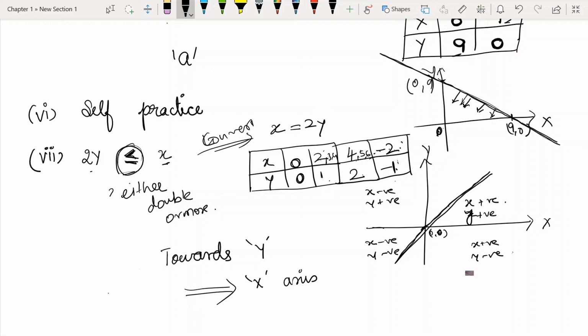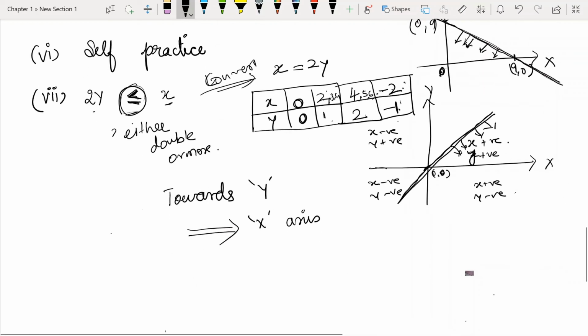So the region is below. That is how you will ascertain it. Now similarly, I hope it is clear now. So the answer is option D. Okay, come to question number 8 now.